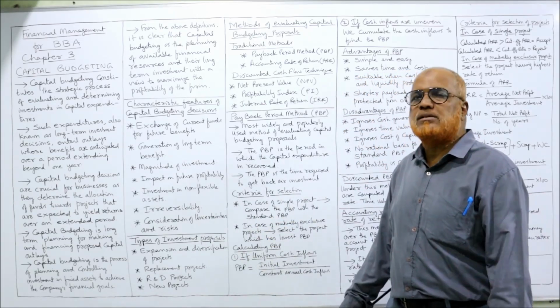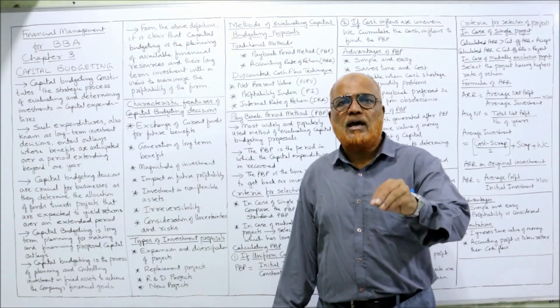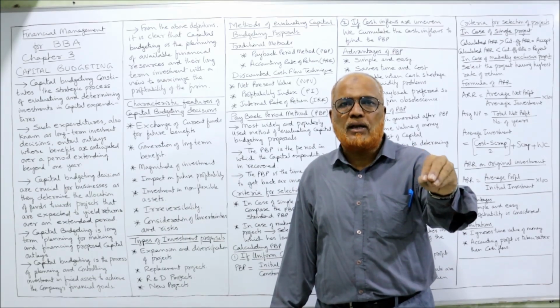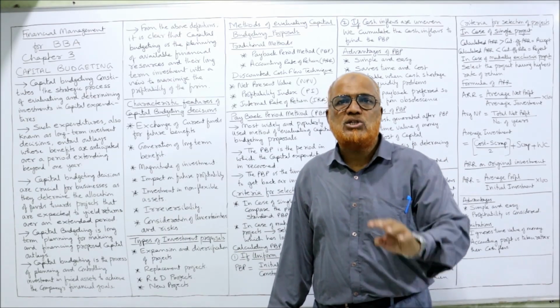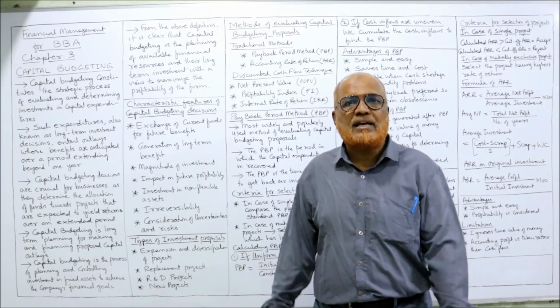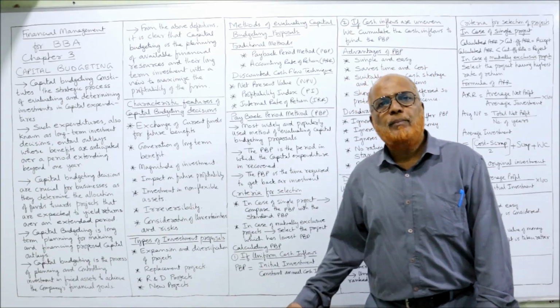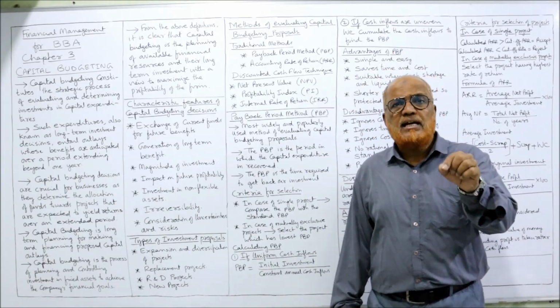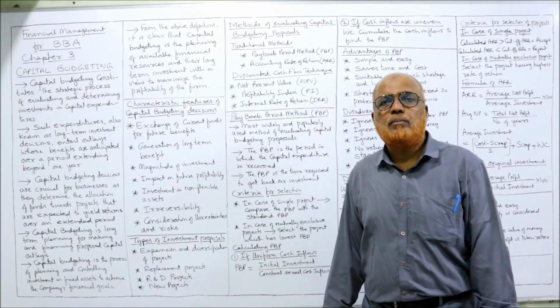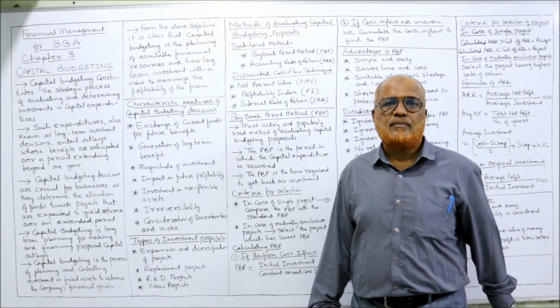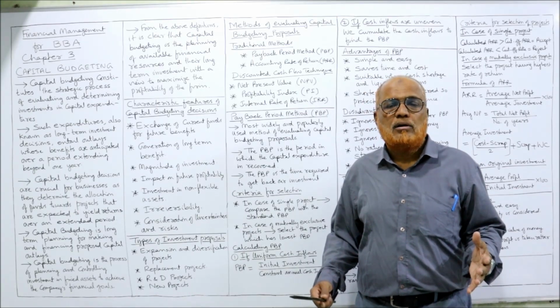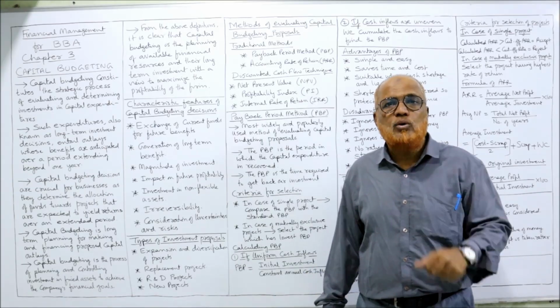That means the future depends on this type of decisions. Investment in non-flexible assets. Once the amount is invested in a particular asset, you cannot change it. That's why it is called non-flexible assets. Irreversibility, meaning once a decision is taken, it cannot be easily reversed. That means it cannot be changed. If we change the asset, it will incur a huge loss.